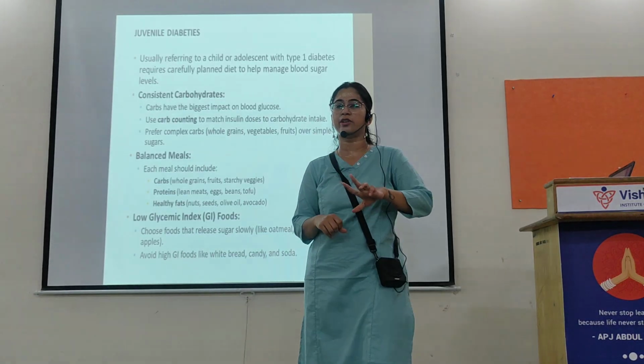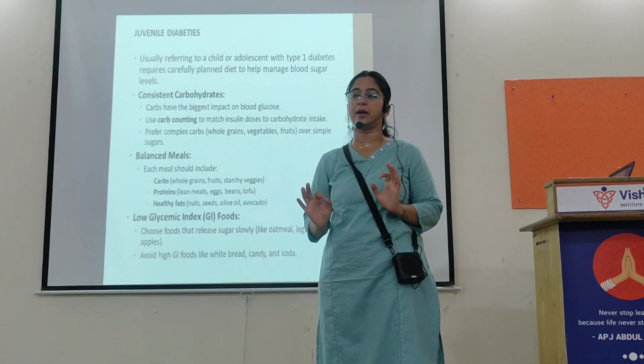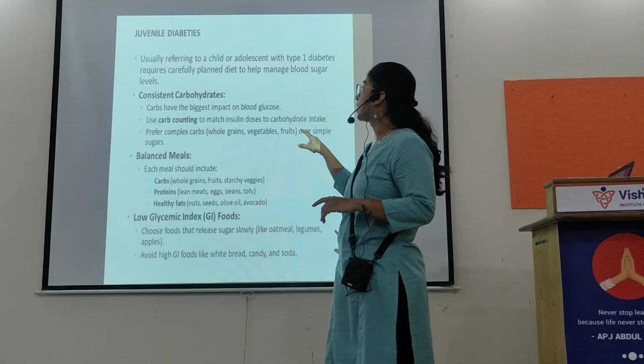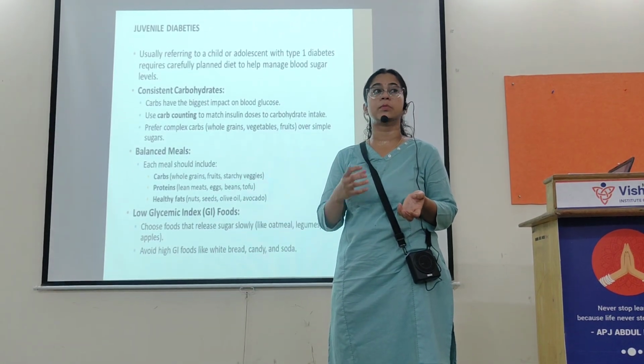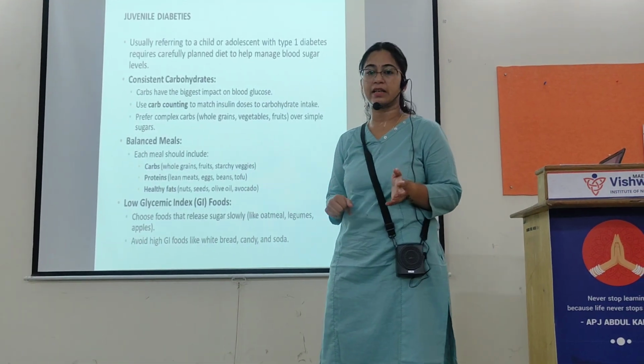There is a 1:10 ratio. Every 1 unit of insulin requires 10 grams of carbohydrate. So you have to match it. So carb counting must be taught to the child and the parents, how to do it.